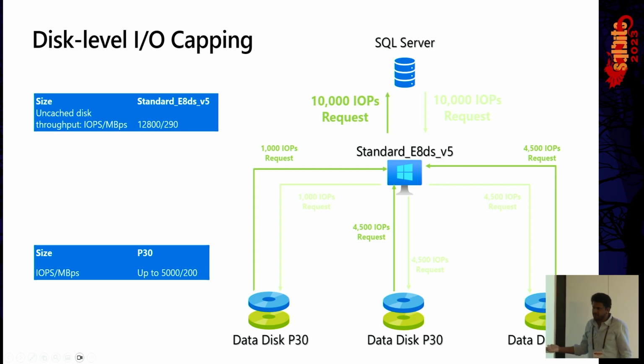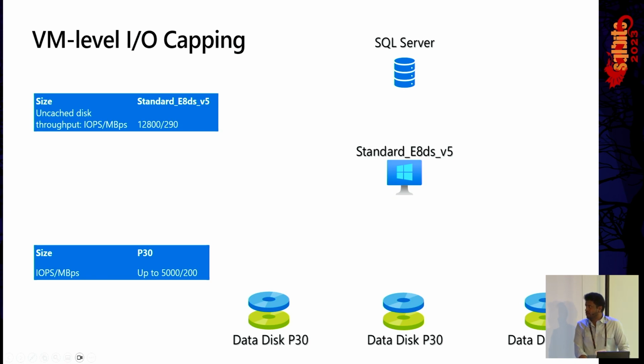Make sense? So what this is essentially saying is, it is so important to understand the type of disk that I need to pick. And this is all if you are in Premium SSD, not Premium SSD v2. Now, this is all disk level I/O capping. Let's see what VM level I/O capping is.